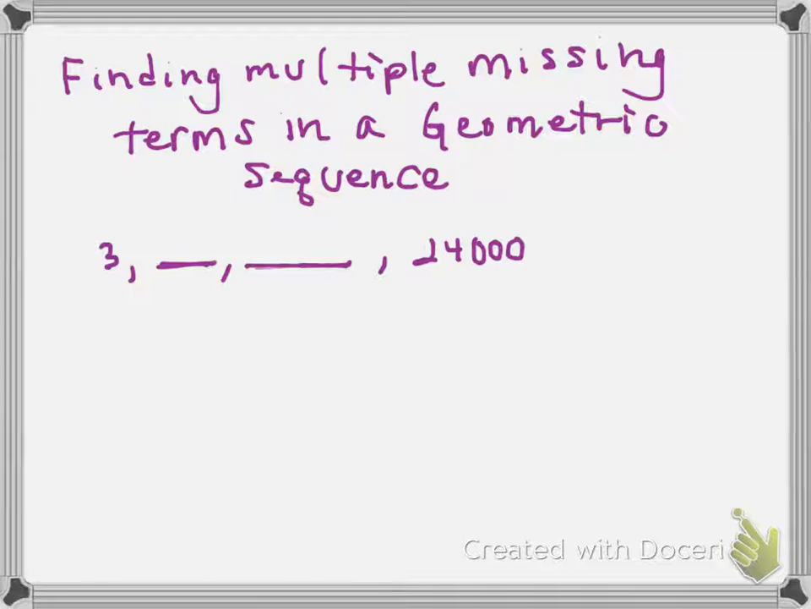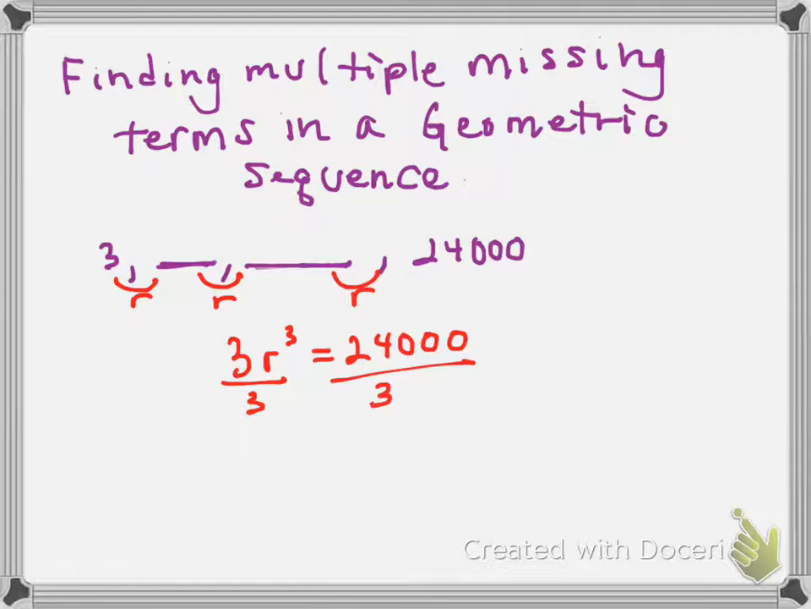So you can say 3 times my ratio times my ratio times my ratio is 24,000. So I can set up my equation as 3r cubed equals 24,000. I divide by 3, and I get r cubed is 8,000. To cancel out the cube, we have to take the cube root, which has a little tiny 3 by it.